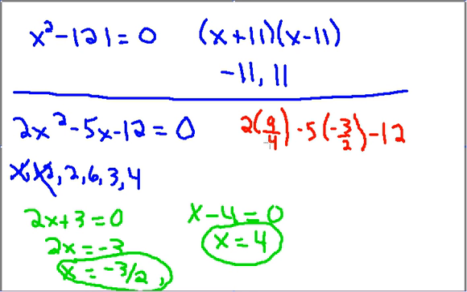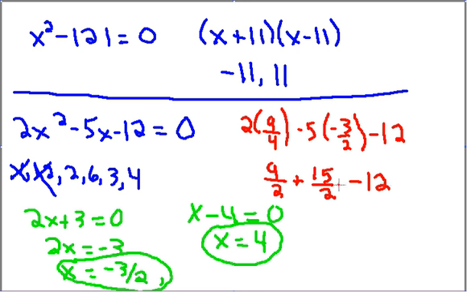2 times 9 fourths is 9 over 2. 2 times 9 is 18. 4 times 1 is 4. 18 over 4 reduces to 9 over 2. So we have 9 over 2 in our first term there. Minus 5 over 1 times minus 3 over 2 makes a positive. A negative times a negative is a positive. That's going to give us 15 over 2. That takes care of our second term. And then we're going to subtract 12 from that.